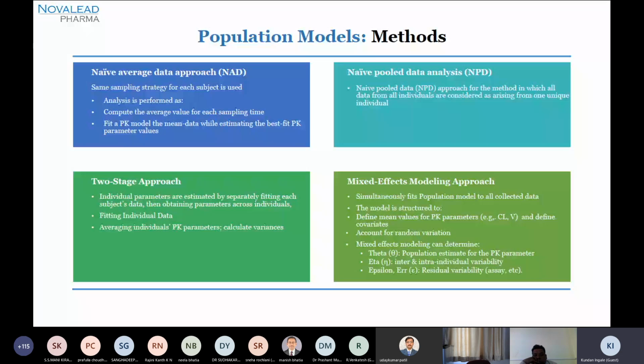Now here certain parameters are calculated. I have added these because they would be used somewhere down the line in our presentation, where we calculate theta, which is a population estimate for the PK parameter. Then we calculate eta, which is inter and intra individual variability, which is very important so that we know how much variability we can expect in the prediction we are going to get. Similarly, epsilon, which is the residual variability. These three are the major parameters. No doubt there are other parameters also calculated, but these are important because they help us in defining the variability in the individual and the population responses.